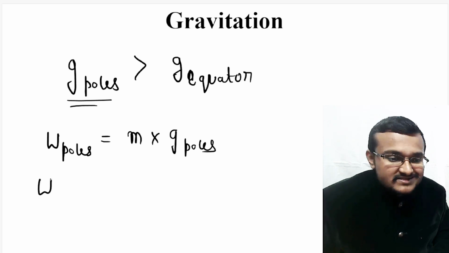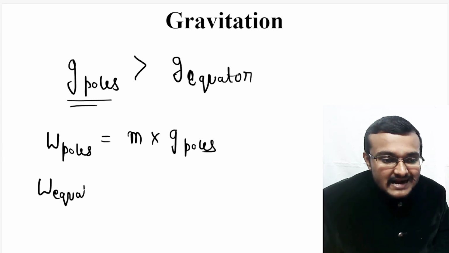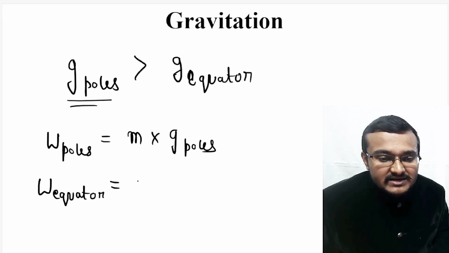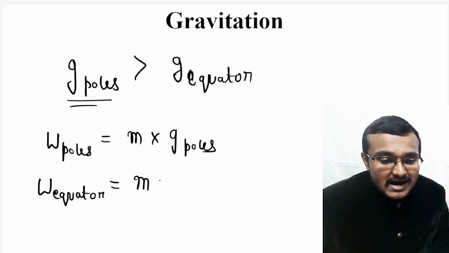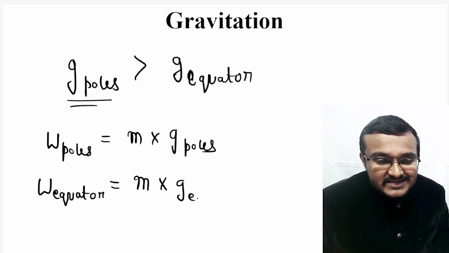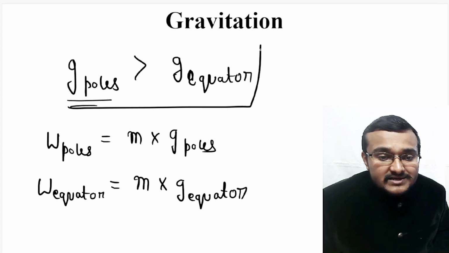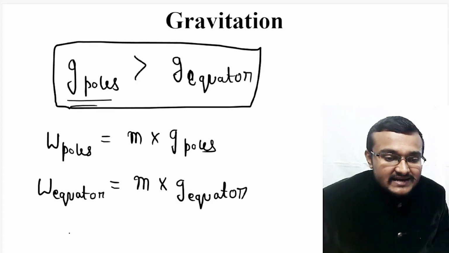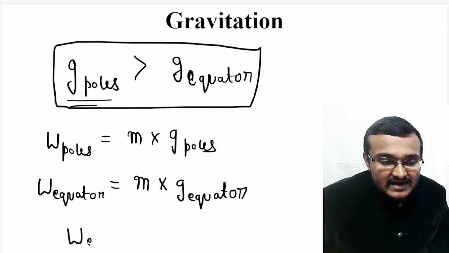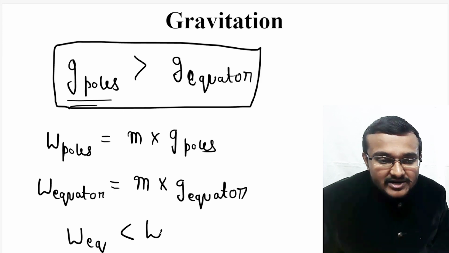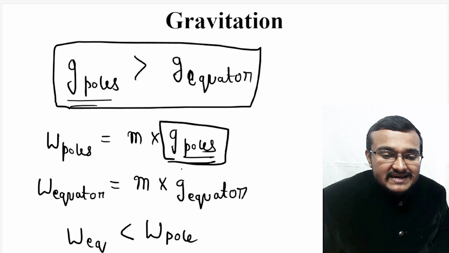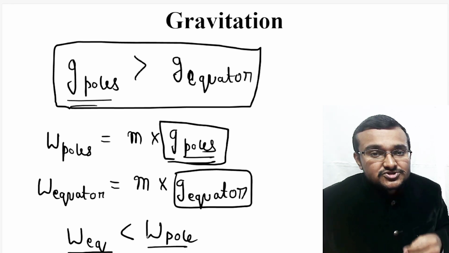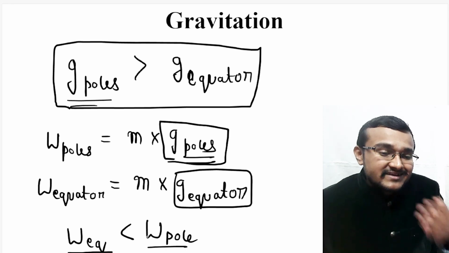Now if you consider the weight of the same amount of gold at the equator, then W_equator will be equal to mass, which will be the same because we are considering the same amount of gold, so mass m into g_equator. Since g_pole is greater than g_equator, W_equator will be less compared to W_pole. So that's why W_pole is greater than W_equator.